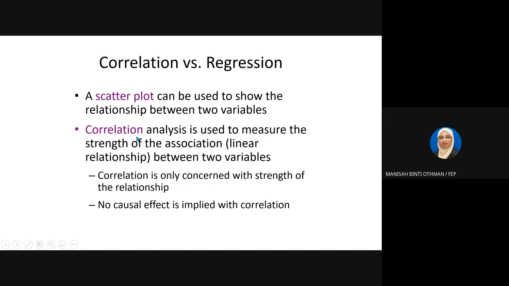Correlation is one of the techniques. Normally we just use correlation to measure the strength of the relationship between two variables. We just want to identify whether there is a relationship or not, and how strong it is. That is the difference: with correlation we just want to see if there is a relationship or not, no causal effect.